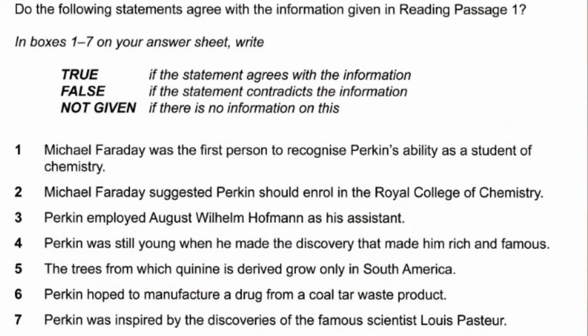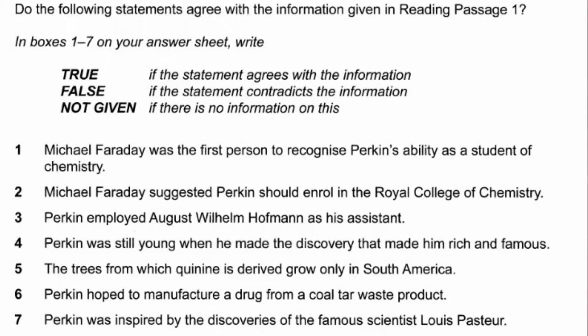Now the instructions say, write true if the statement agrees with the information. That means if the given statement supports what is given in the text, the reading passage, we'll write true for that statement. And write false if the statement contradicts the information, which means if the information, the text, proves any part of the statement wrong, we'll write a false for the statement.